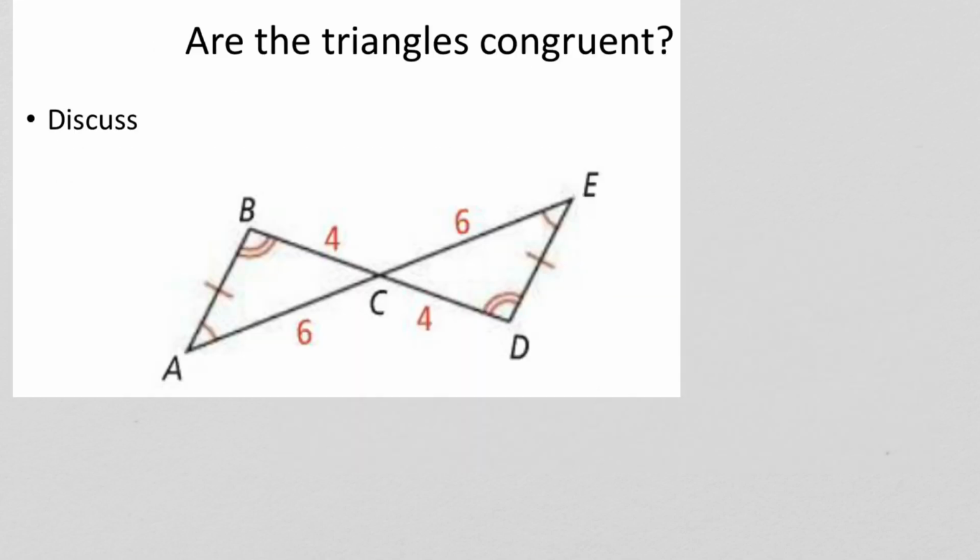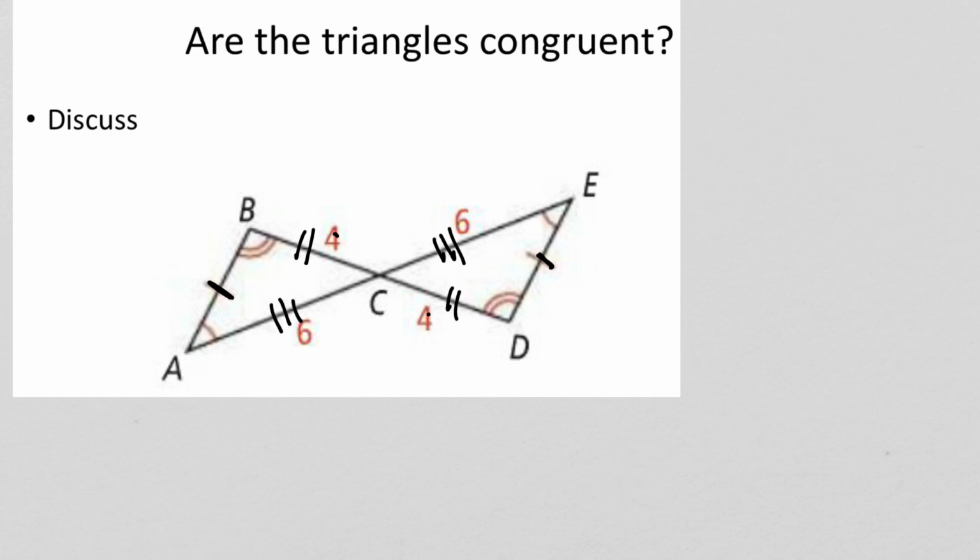Copy it down. Things are labeled with tick marks and also numbers. And I'm asking you, are the triangles congruent? So, looking at all the sides, we've got this side congruent to this side. We've got a 4 equal to a 4, so they're congruent. And we've got 6 equaling 6. So we've got all sides equal.